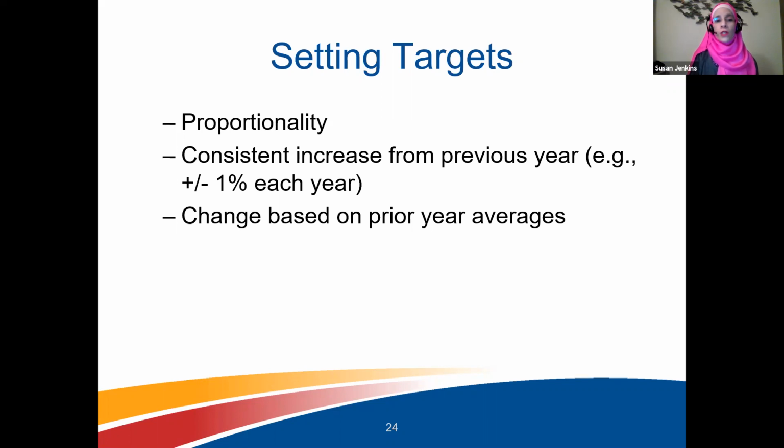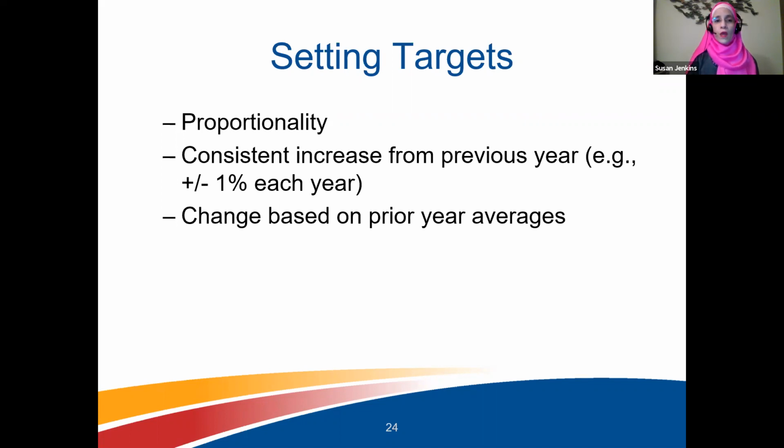Or you can set changes based on prior year averages. And so you can look at how many people you served, how many people rated the services as successful in helping them to stay in the community. And you can look at those averages and say, okay, we're going to keep up these averages, or we're going to increase these averages by a certain amount. So those are some ways to set targets that you can then put in your state plan, and you can measure towards those targets. And that helps keep you focused on outcomes.